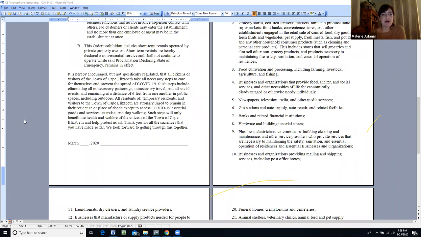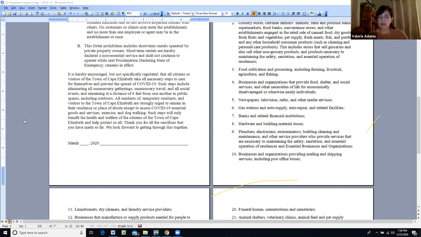I'm not inclined to amend anything else about it because it's strongly urged and not an order. If it was an order, I think it should be far more clear, but we do include eliminating unnecessary gatherings, all social events, remaining at a distance of 6 feet from one another in public spaces, including outdoors. So I think under the circumstances, it is pretty much covered in there. I agree. And I agree with you also, Chris, that this should be coming from a higher level and we shouldn't be doing this town by town, but I'm hoping that if we do, it will urge the higher-ups to maybe act the way that they should be acting.